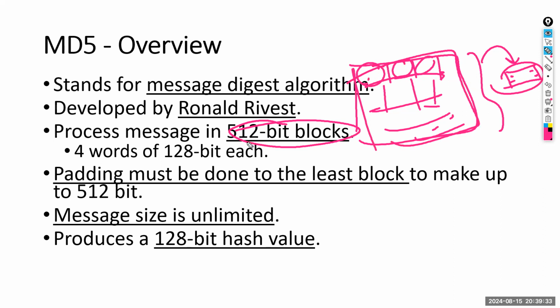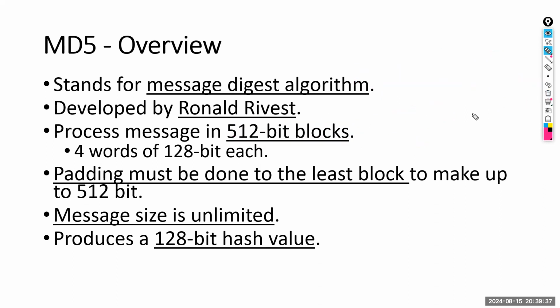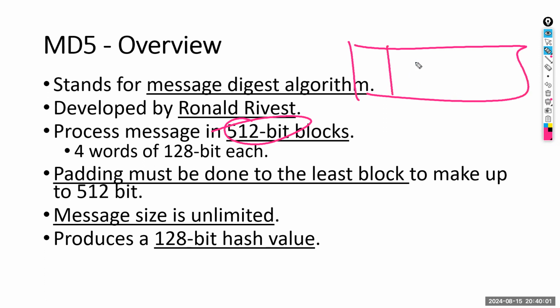So you must remember the block size for MD5: 512 bits. In other words, it is 4 words of 128 bits. Therefore 128 into 4 is 512. Note there are 4 words of 128 bits, so you can note 512 down. Remember, you break your document or content into 512-bit blocks.